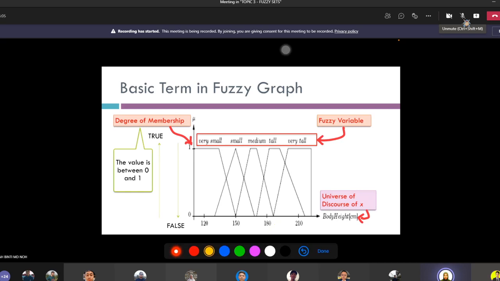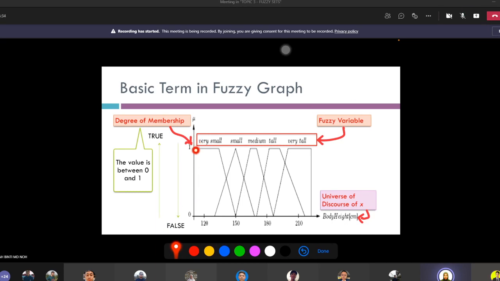Okay. Alright. So the basic term in fuzzy graph, as we know in fuzzy logic, we represent all the sets in graphs. So when we put it in the graph, we have to understand the graph itself. So dalam graph tu dia ada beberapa terms yang kita kena faham. Okay, the first one is degree of membership. If you look at this one, this is the degree of membership. So degree of membership ni dia punya value dia yang daripada 0 to 1.